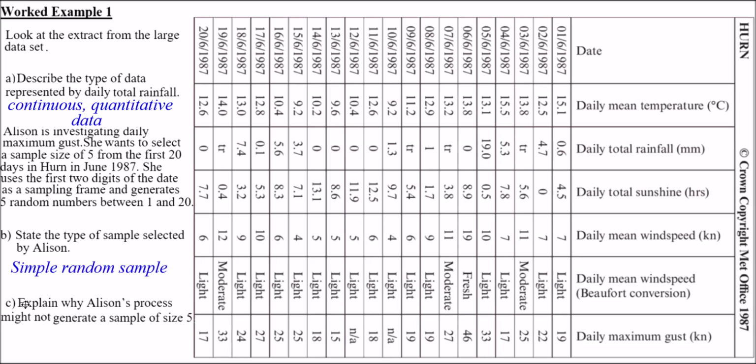Part C, it says explain why Alison's process might not generate a sample size of 5. While some of the data isn't available because it's listed as NA. So for example, if she's trying to find the first 20 dates in Herne and she wants to look at the gust, you can see here the maximum daily gust. That's not available, and this one's not available as well. So she'd have to account for those. If she didn't, then it wouldn't necessarily give her a usable sample size of 5.